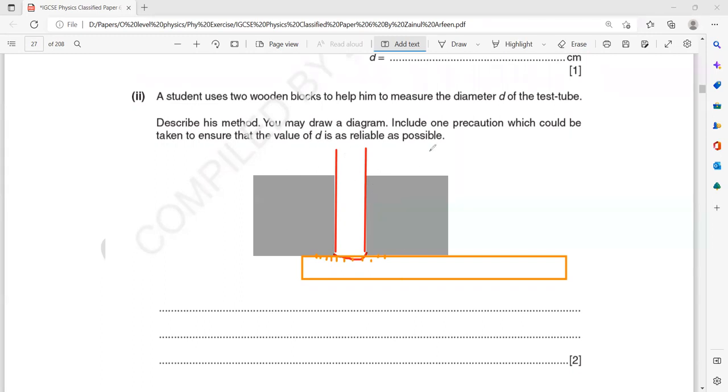And whenever you draw any diagram, it should be labeled. Like I should label wooden block, test tube, or meter rule. It's not like you just draw and that's it. That is not the way. Whenever you draw, it should always be labeled. So this is a wooden block. This one is a meter rule or the meter scale. And here is a test tube.